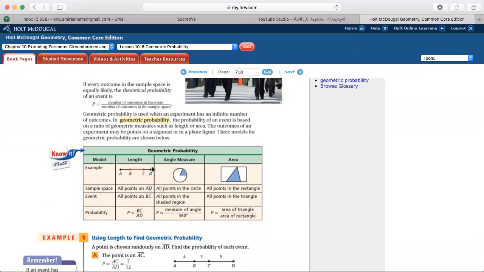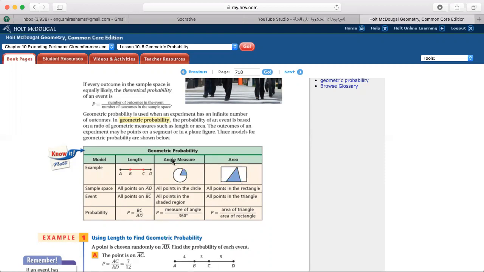If I have, for example, the lengths AB, BC, CD, they are all parts of the line AD, and I want the sample space, all points on AD, and the event is all points on BC. So the probability is equal to BC over AD, the length of the part BC over the length of the total AD. The event, what I am talking about, I put in the numerator, and the total I put in the denominator.